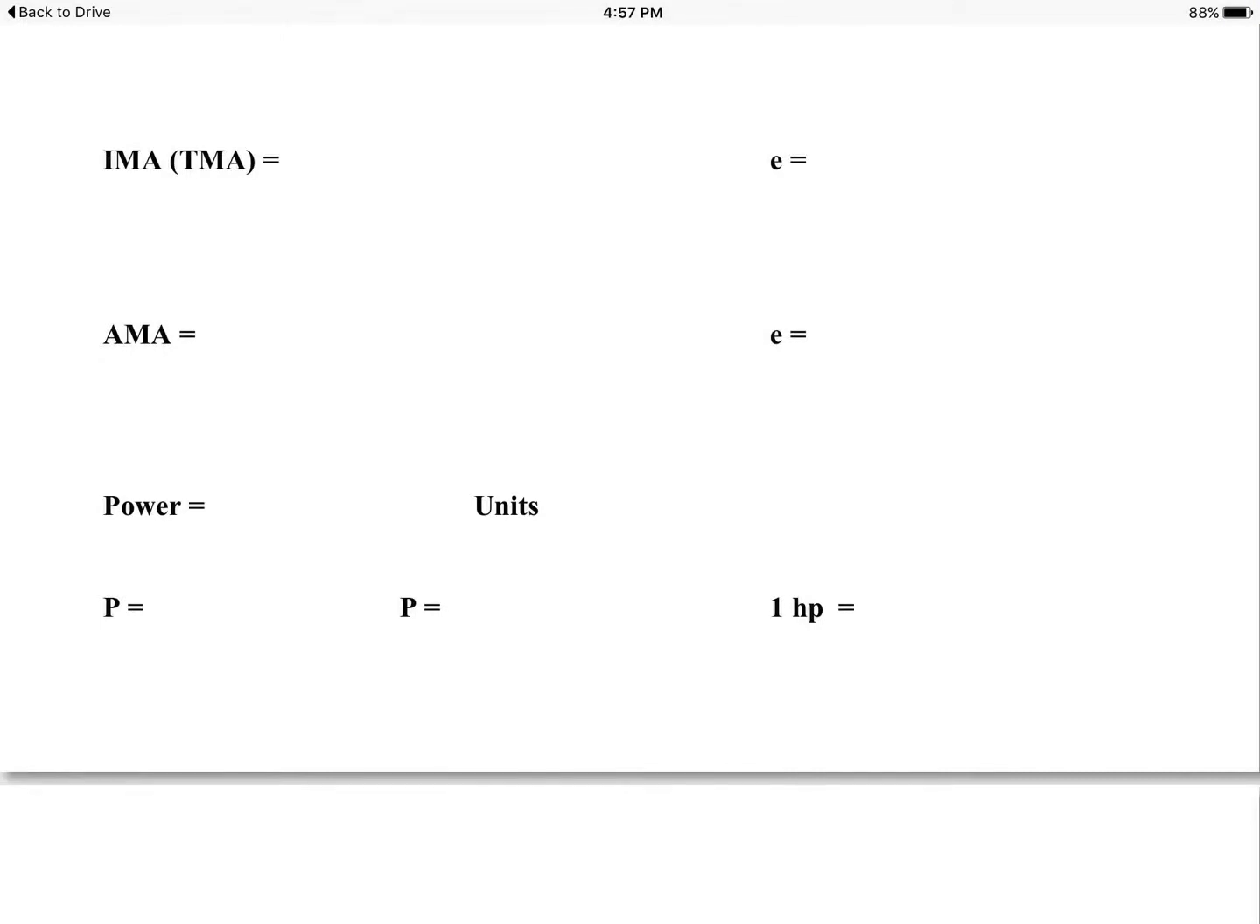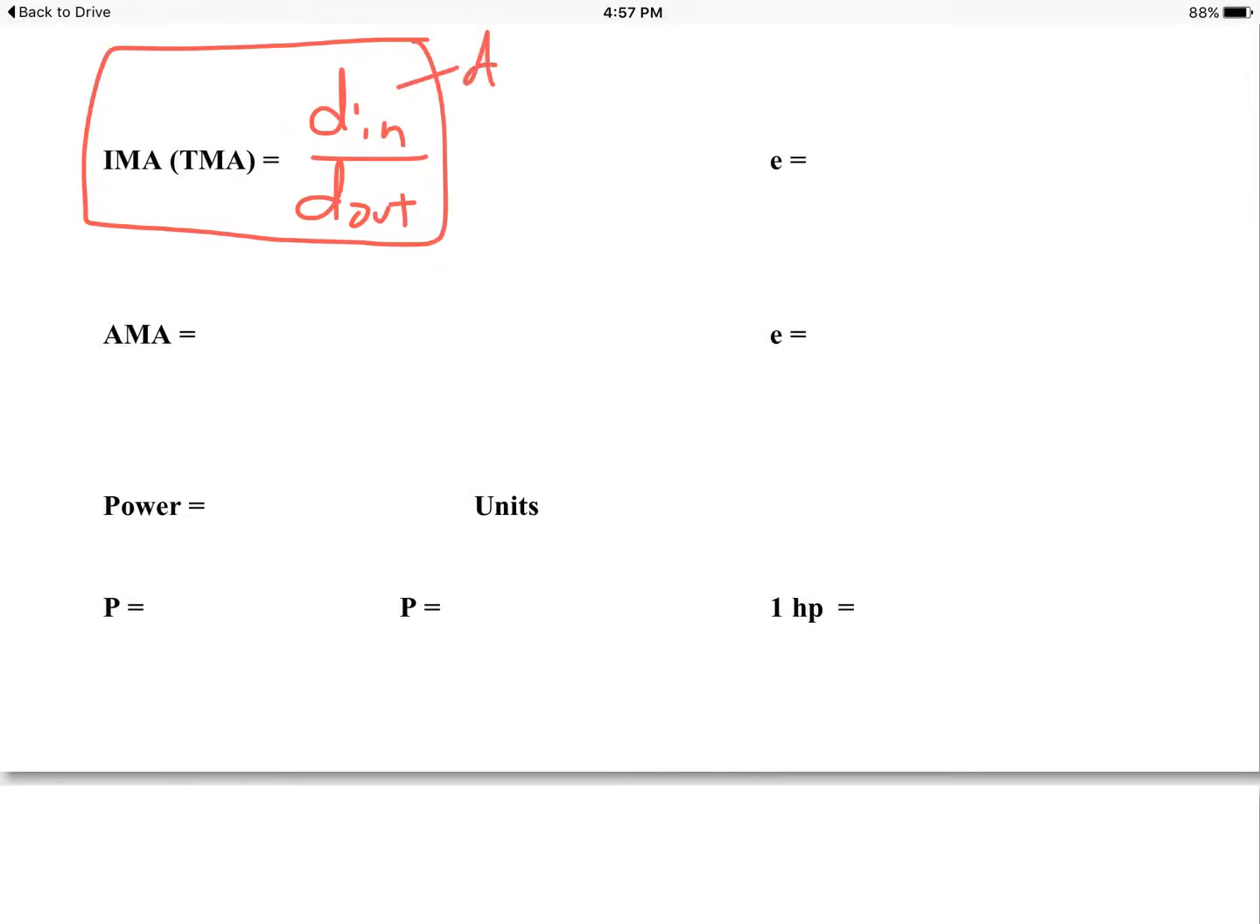The IMA or TMA is the distance input over the distance output. D stands for distance. Distance over distance. I'll give you an example in a second, but since it's a distance over a distance measured in meters, what's going to happen here is that the units will cancel out and the IMA, TMA will have no units. Essentially, that's going to happen in all four cases here. There'll be no units for these concepts.